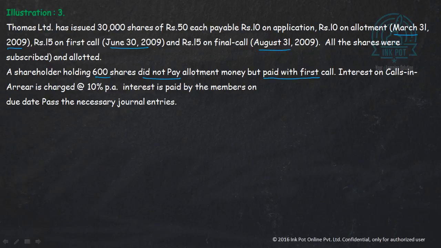That means you can say it was due on March 31st, but actually it was paid on June 30. Interest on calls in arrears is charged at 10% per annum. Interest is paid by the members. Due date, then past journal entries.